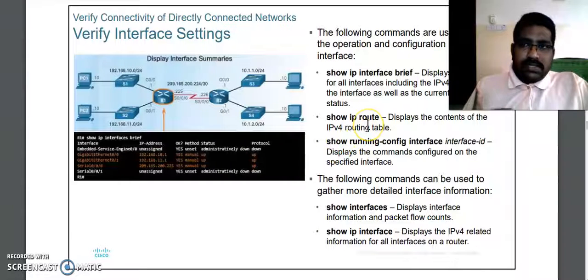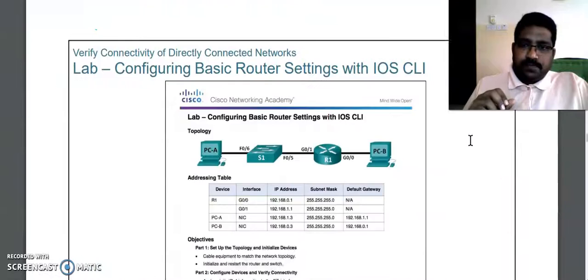Like that, if you want to see the routing table of the router, you have to use the command show ip route. If you want to see the configuration details of a particular interface, you have to use the command show run and then interface G0/0. This will provide only the information about the specific interface.